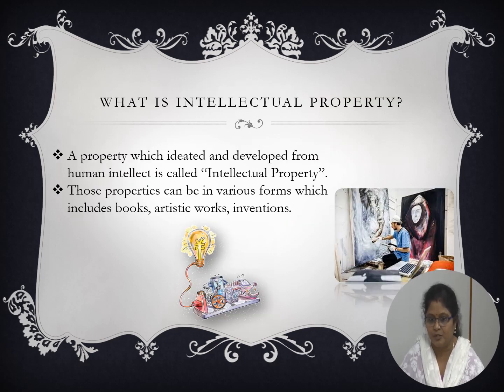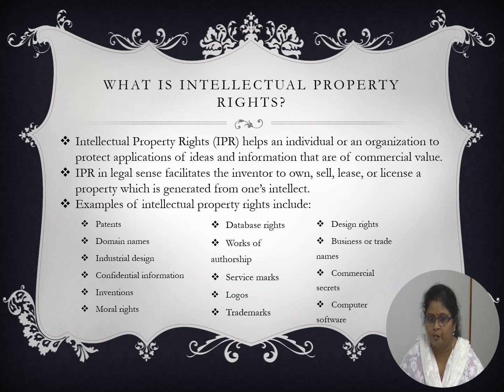So what is intellectual property rights? A property which indicates and develops human intellect is called IP. These rights or properties can take various forms, including books, artistic works and inventions. So what is intellectual property rights?